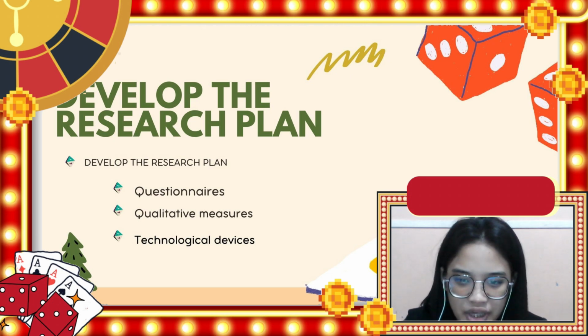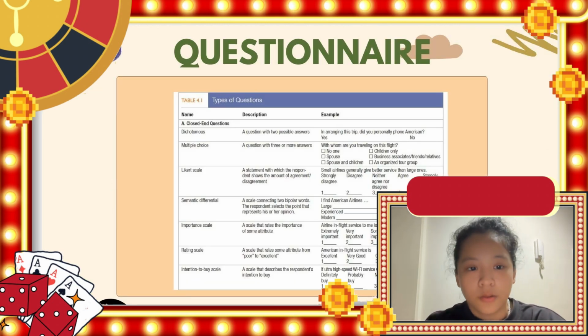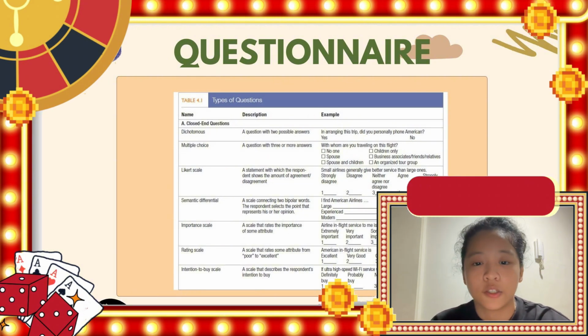Marketing researchers have a choice of three main research instruments in collecting primary data: questionnaires, qualitative measures, and technological devices. A marketing research questionnaire is a structured tool used to collect data from consumers, businesses, or other stakeholders to gain insight into marketing trends, customer preferences, and purchasing behaviors. It is a crucial part of marketing research and helps businesses make informed decisions.